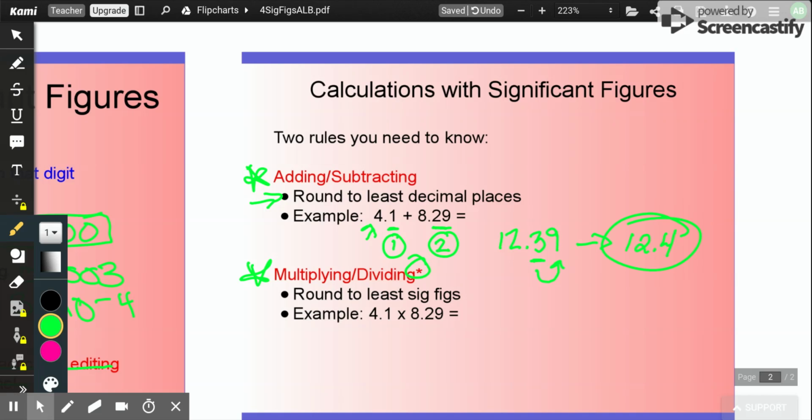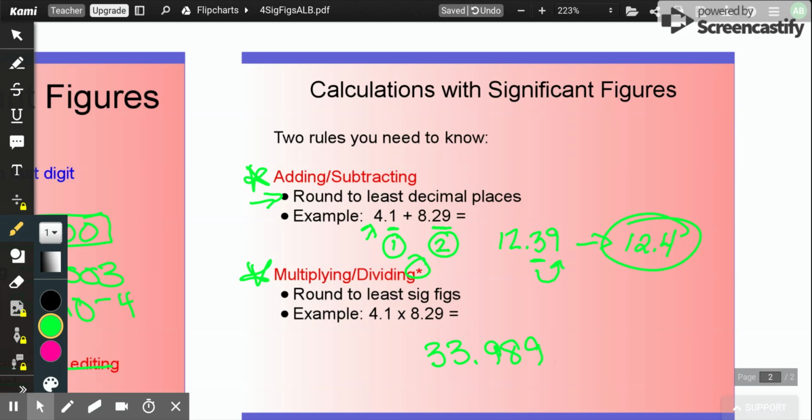With multiplication and division, you round to the least number of significant digits. So in this case, if I'm going to multiply the two, I've got 4.1 times 8.29. Here, let me do this on my calculator because Mama needs her calculator. 4.1 times 8.29 is 33.989. Okay, that's what I get if I don't round it.